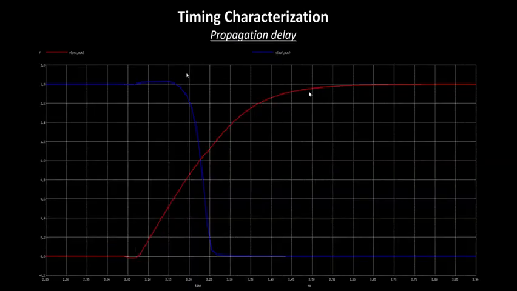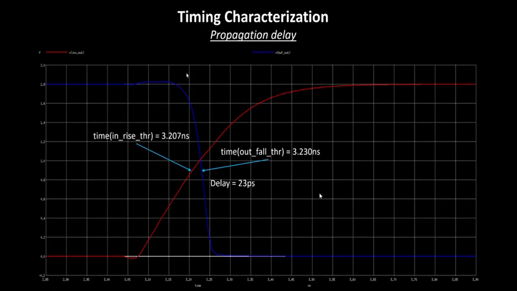Let's say you have this as your input waveform, and this as our output waveform, which is the same waveform that we have taken from the output of this second inverter. If you choose the threshold points as 50%, let's say this point of 50% lies somewhere over here, and the time point at the 50% is 3.207 nanosecond, and the time point at the out fall threshold is about 3.230 nanosecond. If you want to calculate the delay, it's pretty simple. It's just out minus in. So out minus in is 3.230 minus 3.207, that comes to about 23 picosecond.